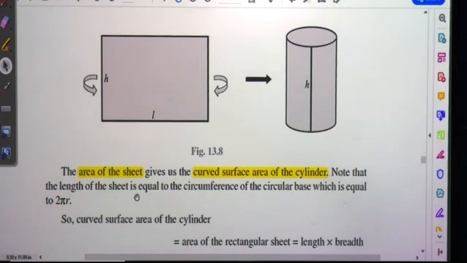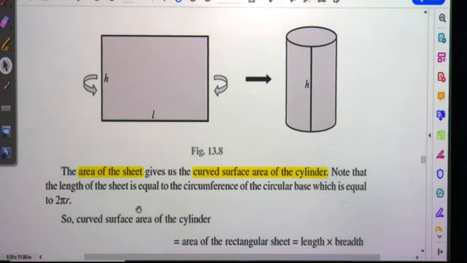the length of the sheet is equal to the circumference of the circular base, which is equal to 2 pi r. This circular base and this length are equal to each other. This part you can see on the top is nothing but the circumference, and this is nothing but the length, which is equal to 2 pi r.